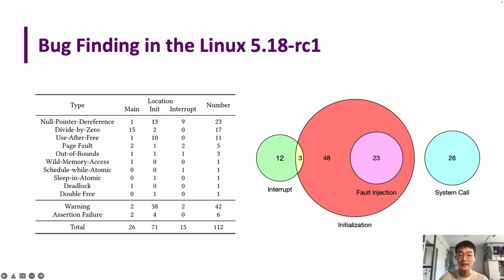The figure shows that the initialization code has the most bugs, and the fault injection method helps discover the bugs. And the bugs found in the interrupt handler and other parts of the driver also prove that the multi-dimension fuzzing is effective.